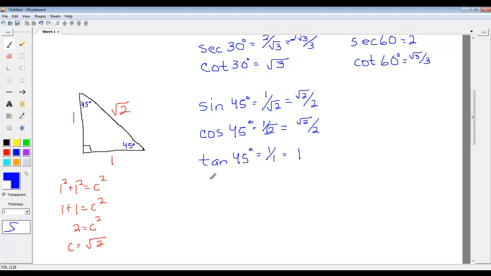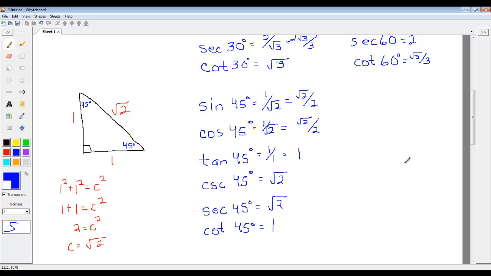Then when we get to cosecant of 45 degrees, we're doing the reciprocal of sine, so square root of 2 over 1, or square root of 2. Secant of 45 degrees, that's the reciprocal of cosine, so square root of 2 over 1, or square root of 2. And then cotangent of 45 degrees, it's the reciprocal of tangent. 1 over 1 is going to be 1.